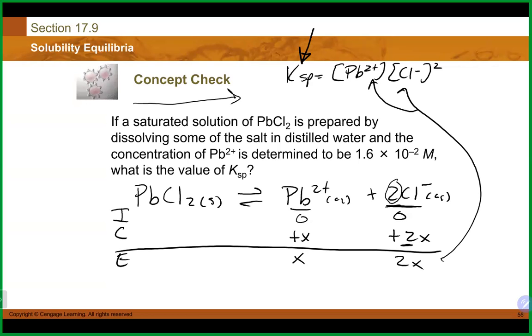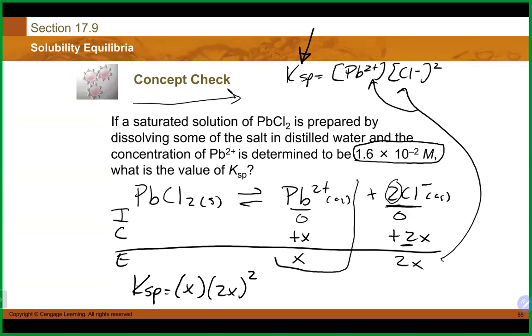In this case, we're actually looking for what the KSP value is. So we're going to do the same thing. We would take our KSP and we would put our X in place for the lead 2. And for the chloride, it is 2X, and we still need to square it. Now, in this particular problem, they were nice enough to tell us that the lead at equilibrium is this number. And if we look at our ICE table, lead at equilibrium equals X, which is the same X as this X and every other X that you would find in that table. So we actually already know what X is.